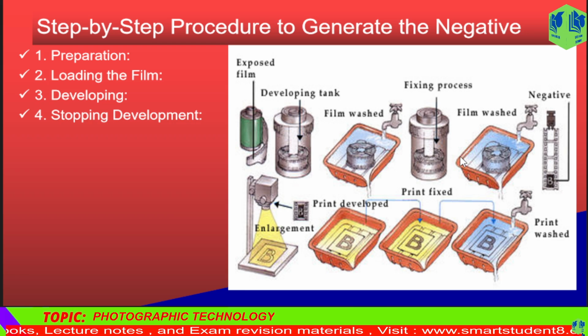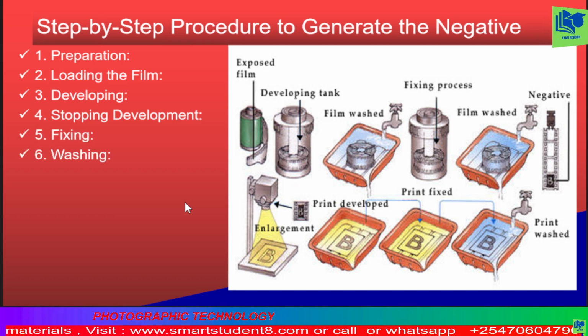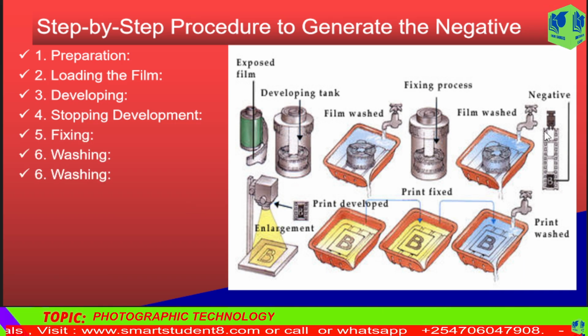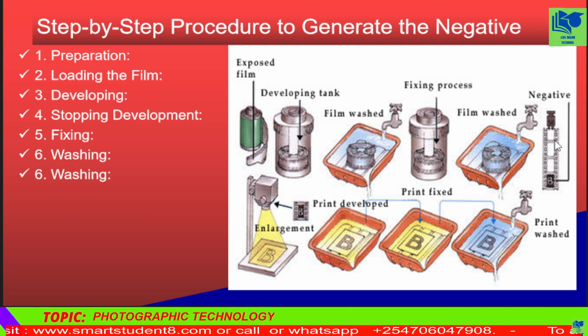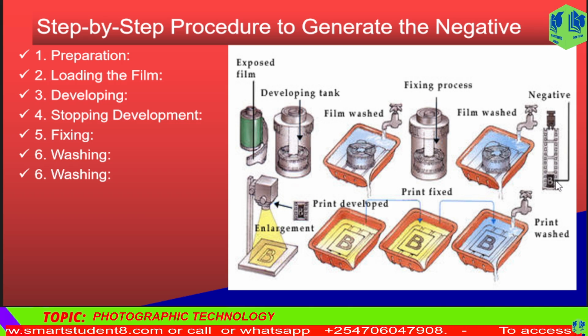6. Washing. Rinse the film thoroughly with water to remove any residual chemicals. Proper washing prevents future degradation of the negatives. 7. Drying. Carefully remove the film from the reel and hang it in a dust-free environment to dry completely. Using a wetting agent can help prevent water spots.